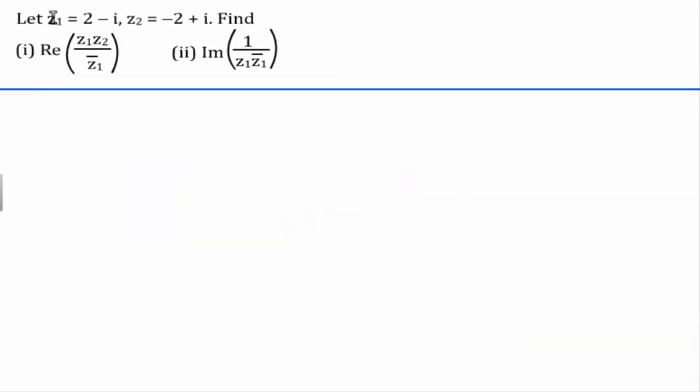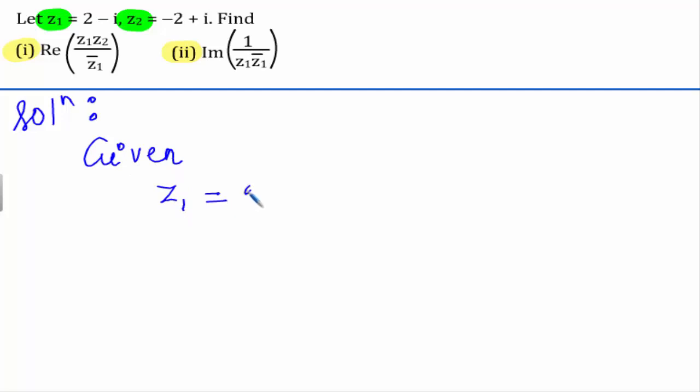In this problem, we are given two complex numbers z1 and z2. We need to find the following. Let us begin with the solution. Given z1 is equal to 2 minus i and z2 is equal to minus 2 plus i.